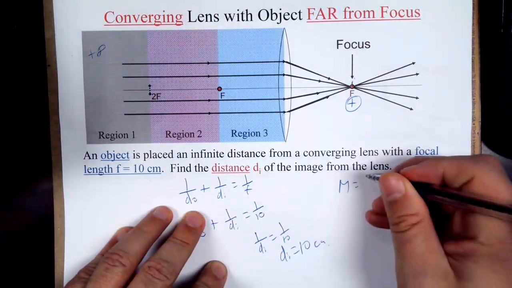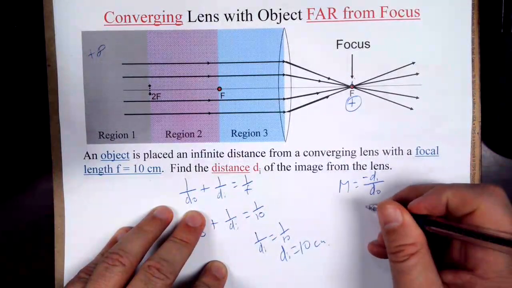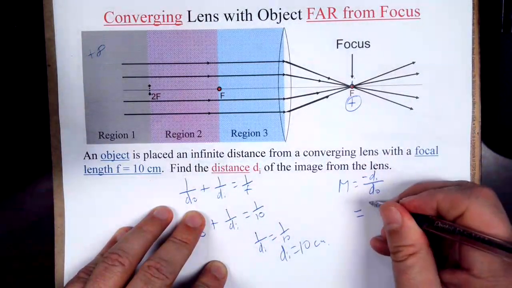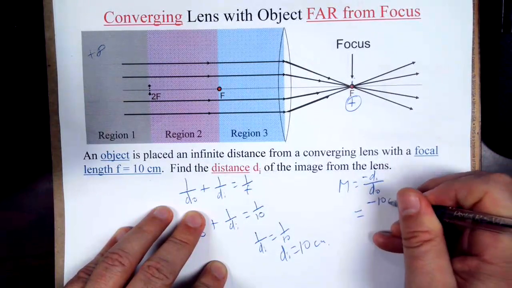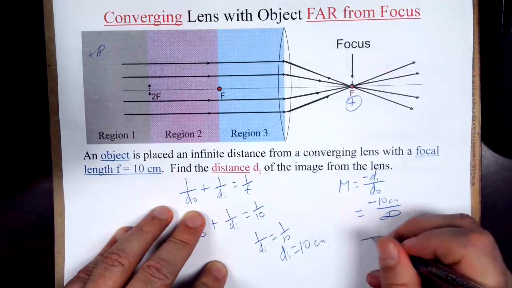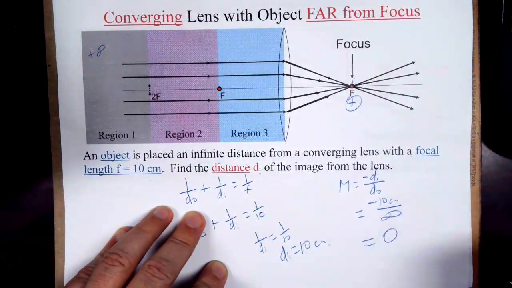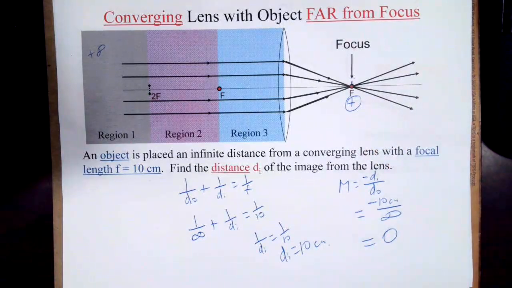If we do the magnification, this is the negative of the distance to the image divided by the distance to the object. So the distance of the image is 10 centimeters, and the distance to the object is infinity. So this means the magnification here is 0, because it all focuses at the focal point. So essentially the height of that image is going to be 0. So the magnification is 0.